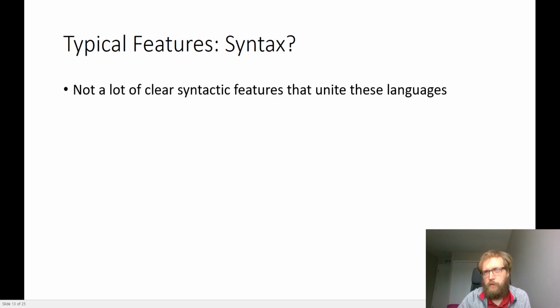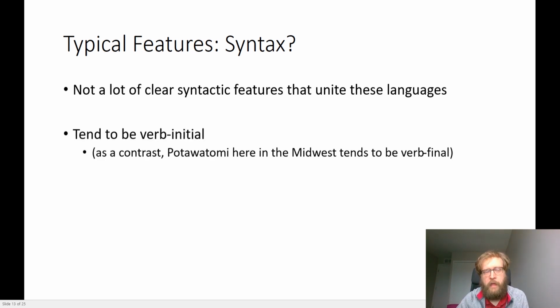There is less work in linguistic areas typically on syntax. Most of the work that's done on linguistic areas focuses on phonology and morphology. However, we can say that a lot of these languages are verb initial. Out here in the Midwest, the languages spoken out here don't tend to be verb initial.